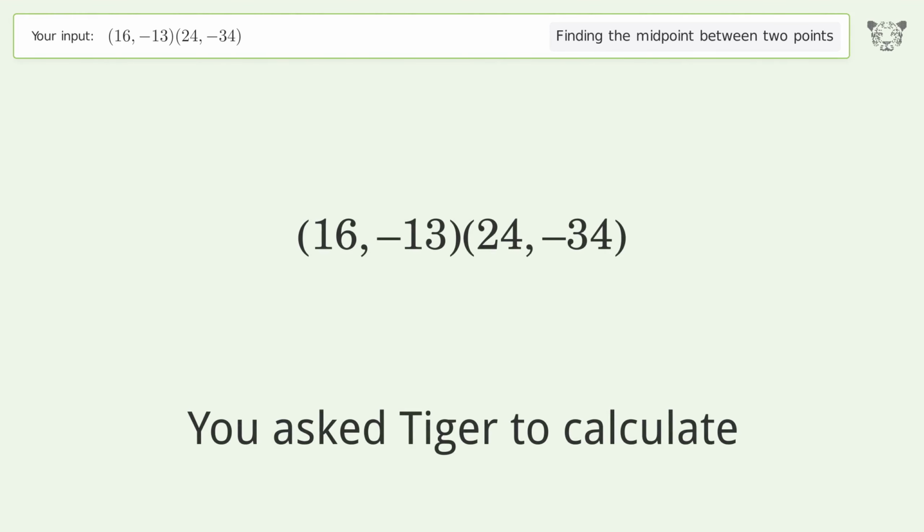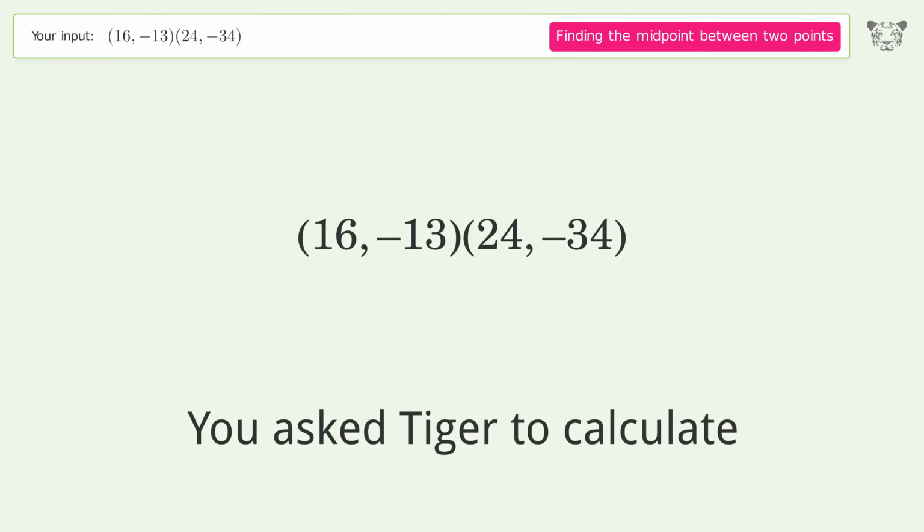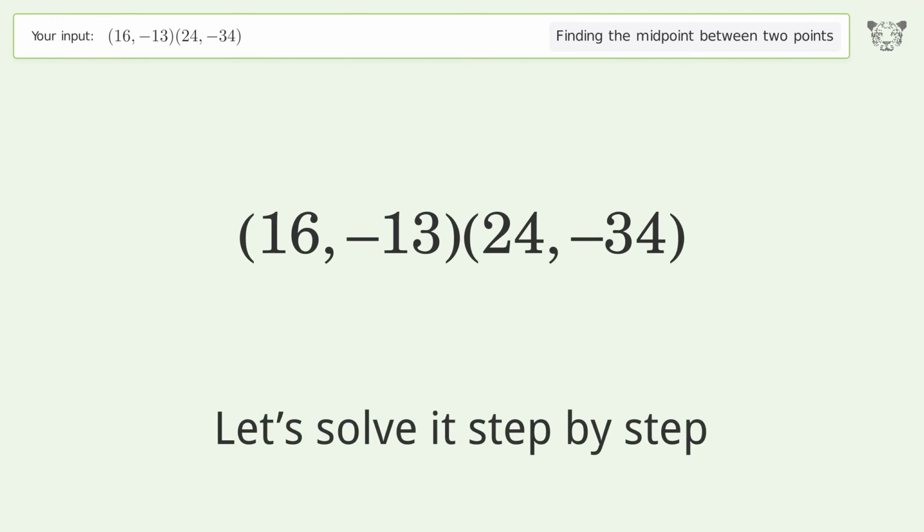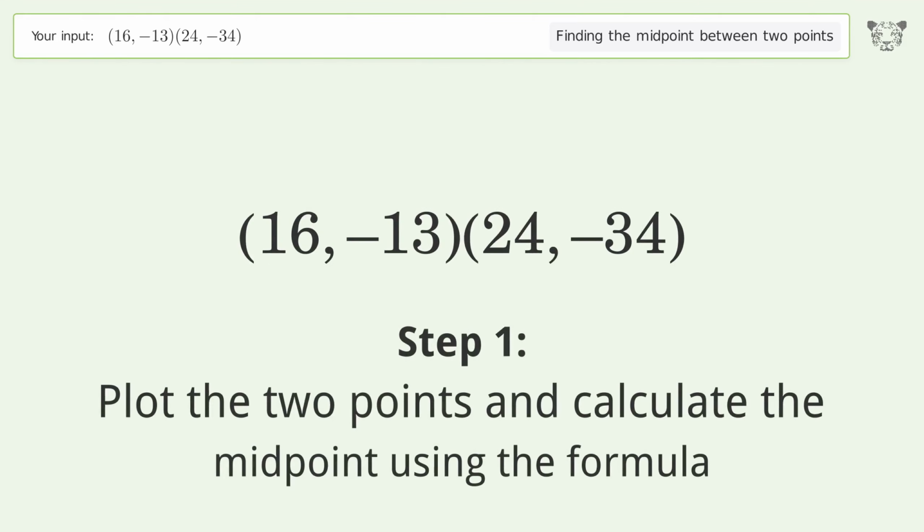You ask Tiger to calculate. This deals with finding the midpoint between 2 points. The midpoint between the 2 points is 20, negative 23.5. Let's solve it step by step. Plot the 2 points and calculate the midpoint using the formula.